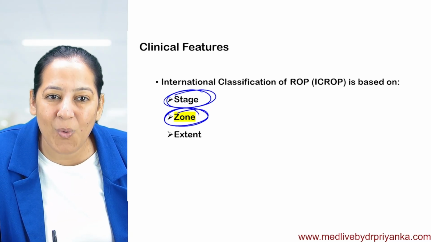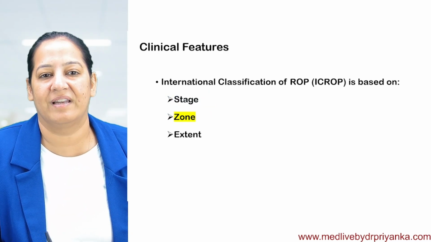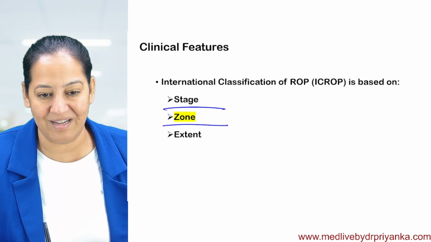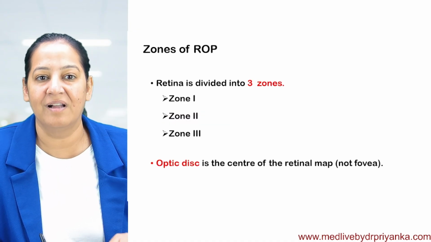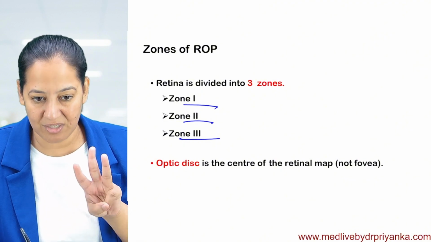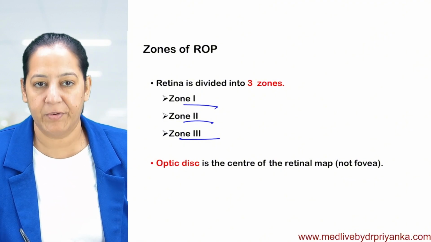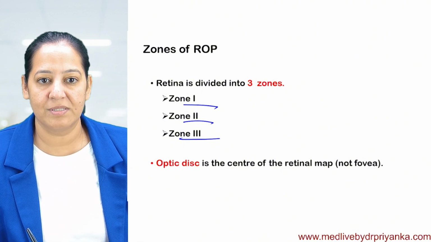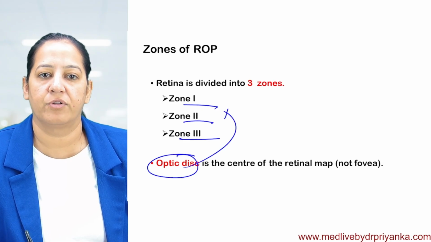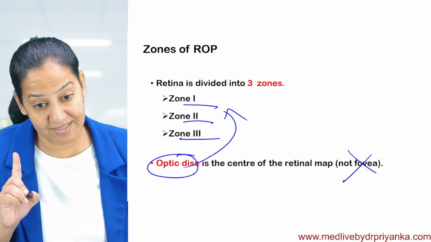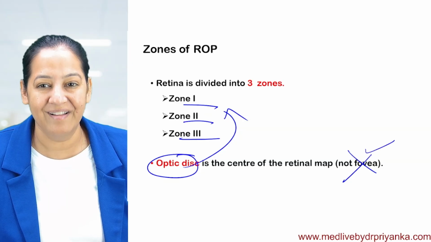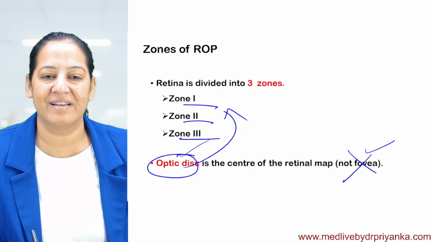Now come to the zones of the retina. After staging, come to the zones of the retina. What are the zones? There are 3 zones in the retina. Zone 1, zone 2, zone 3. Let me tell you the 3 zones. Optic disc is the center for these zones, not the fovea. In some diseases, we take the center as fovea. In some diseases, we take the center as optic disc.